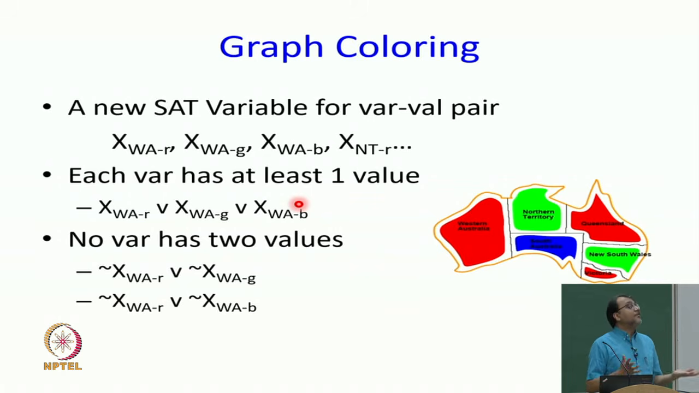And now, finally, last but not the least, we should add the neighborhood constraints. Give me any one neighborhood constraint, somebody. So X Western Australia red and X Northern Territory red, we take the Not of X Western Australia red and X Northern Territory red. Very good. So this is what you have to start getting used to.